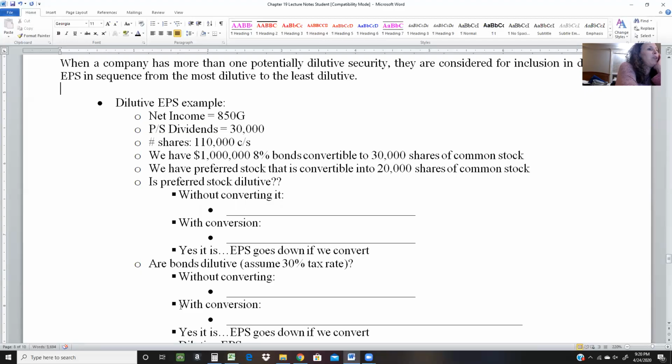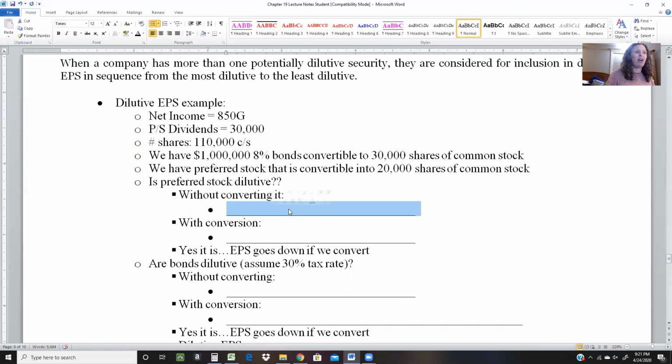And so my first question is, is the preferred stock dilutive? And then, is the bonds dilutive? If one is dilutive and the other one isn't, then you just report the one. But if both are dilutive, then you have to do a what-if on both. So that's where it gets kind of fun, in my weird definition of fun.